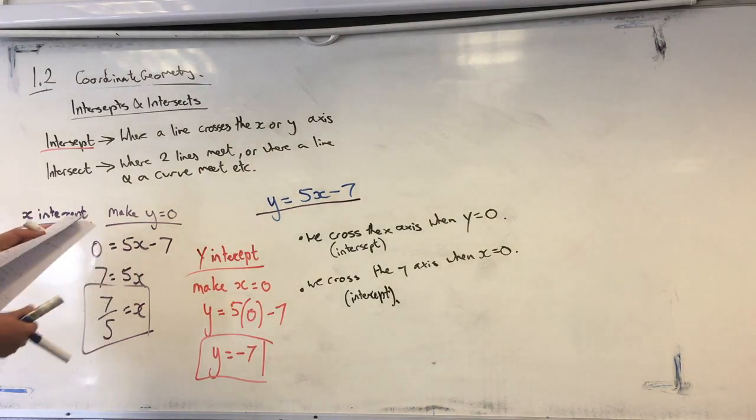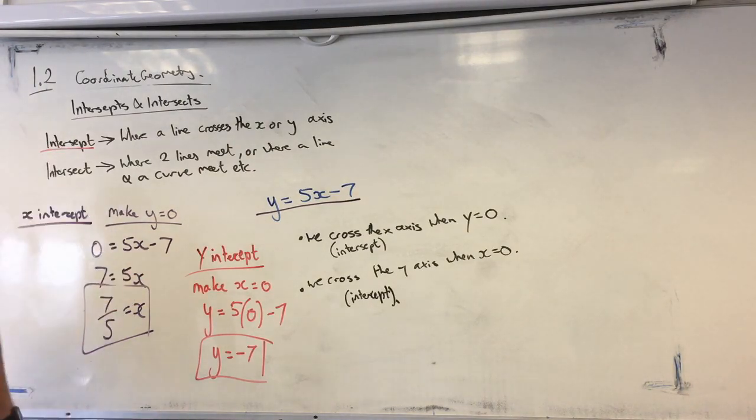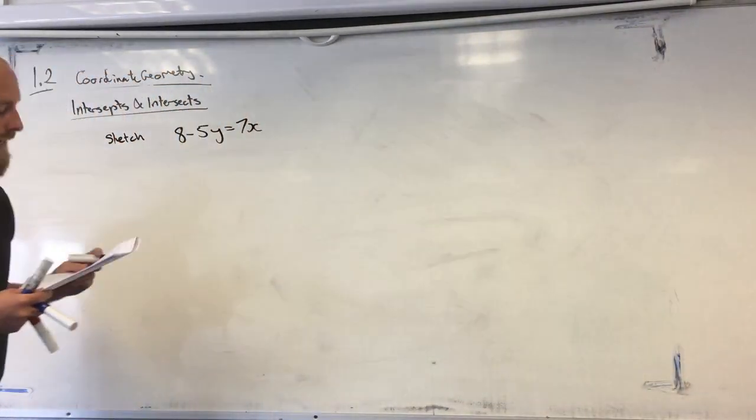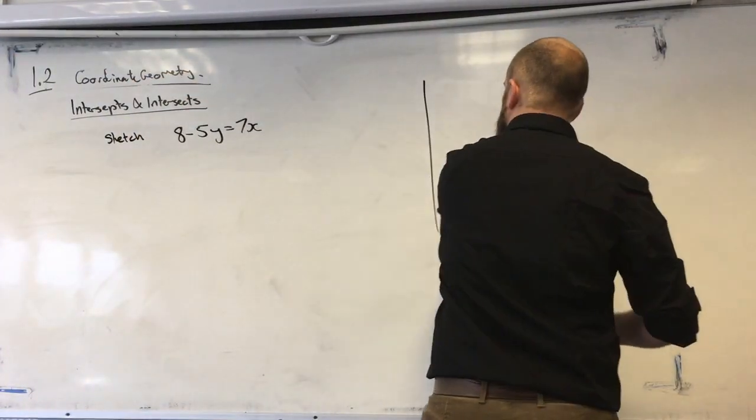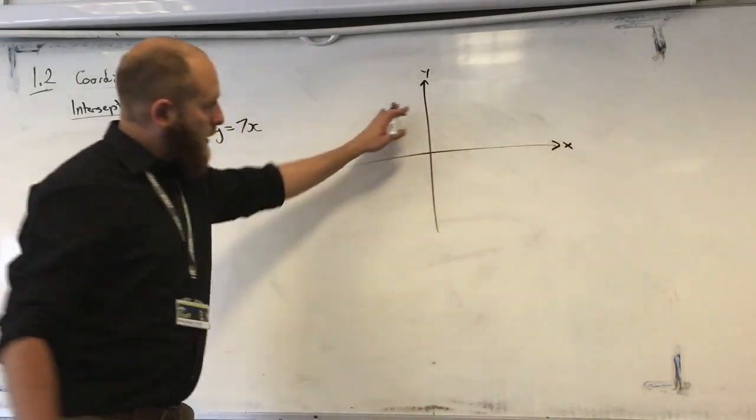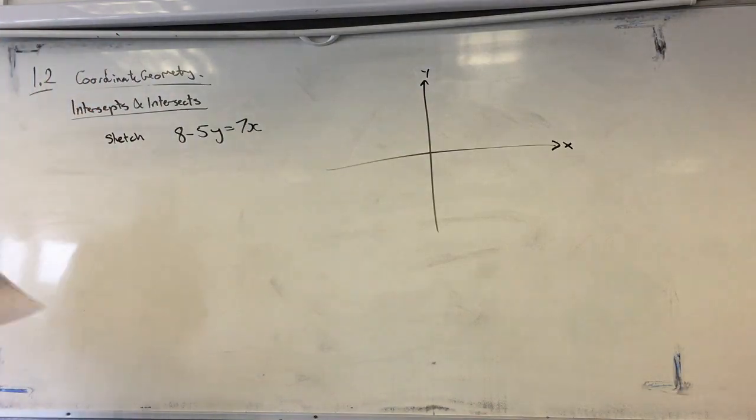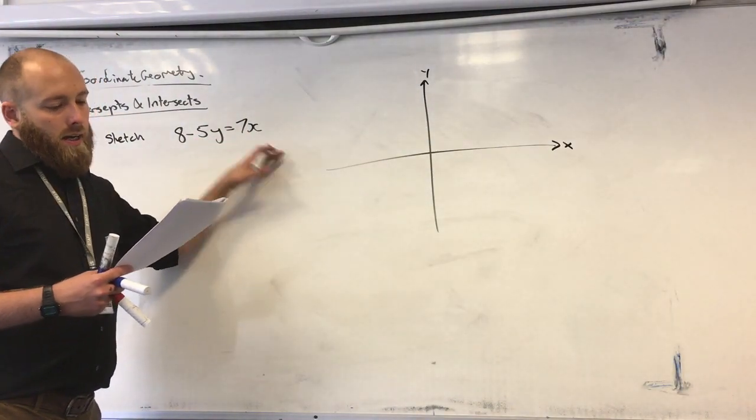Good. Alright, next bit we're going to try and sketch some lines. So I'd like you guys to try and sketch this. So to sketch this, we need to know where does it cross the axes. Because it's a line, we can just put in a point on y, put in a point on x, join them up, and that's going to be our line. So if you guys could find the y-intercept and the x-intercept, and then we'll sketch it.